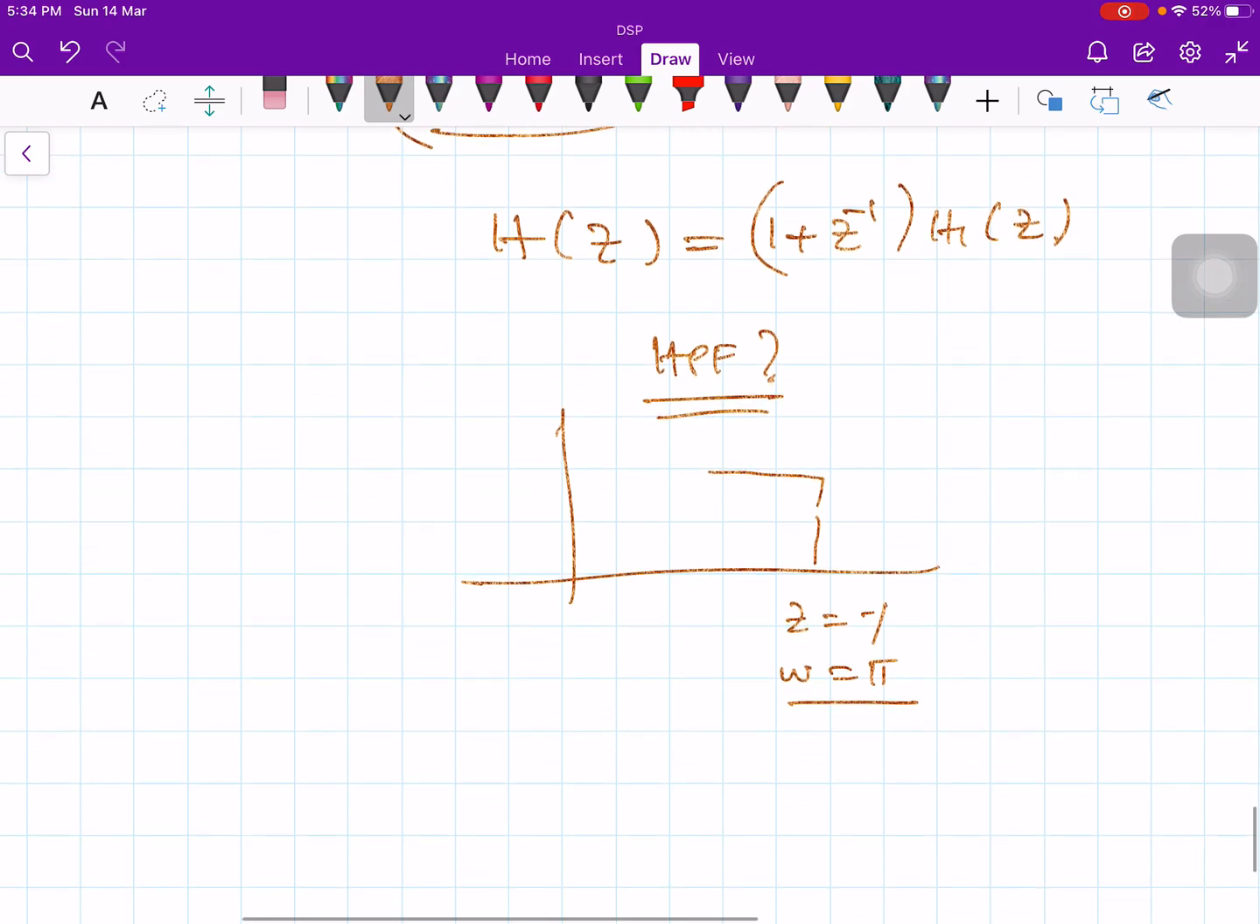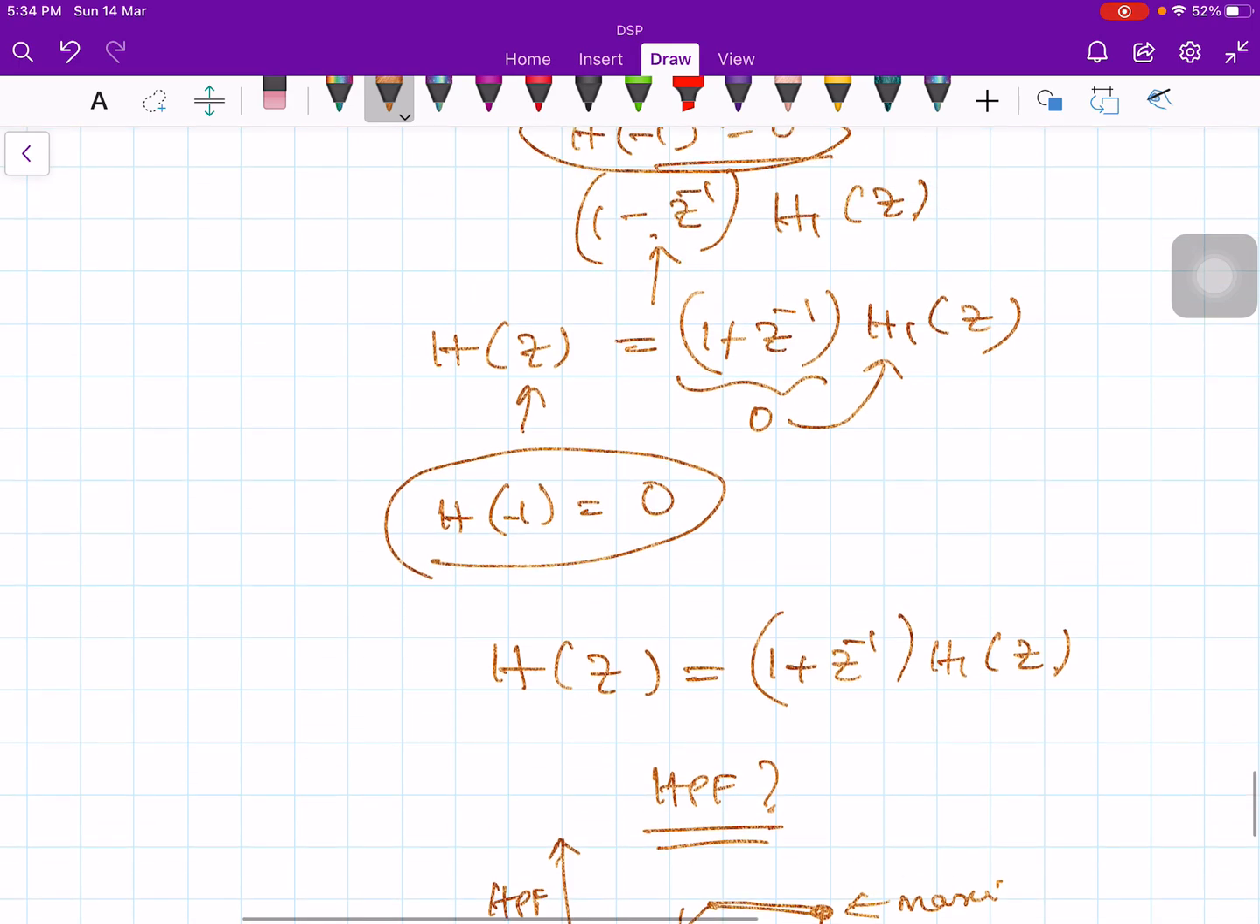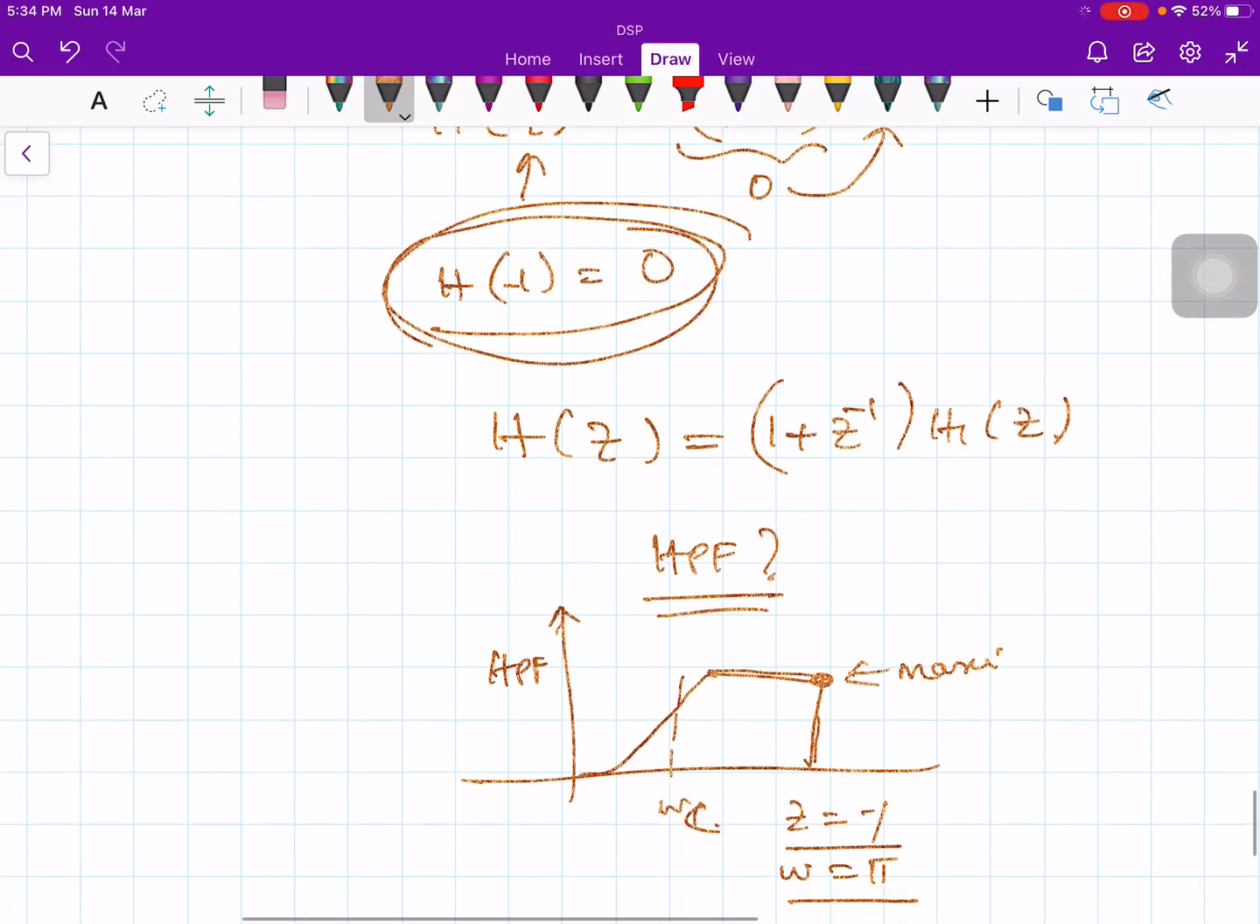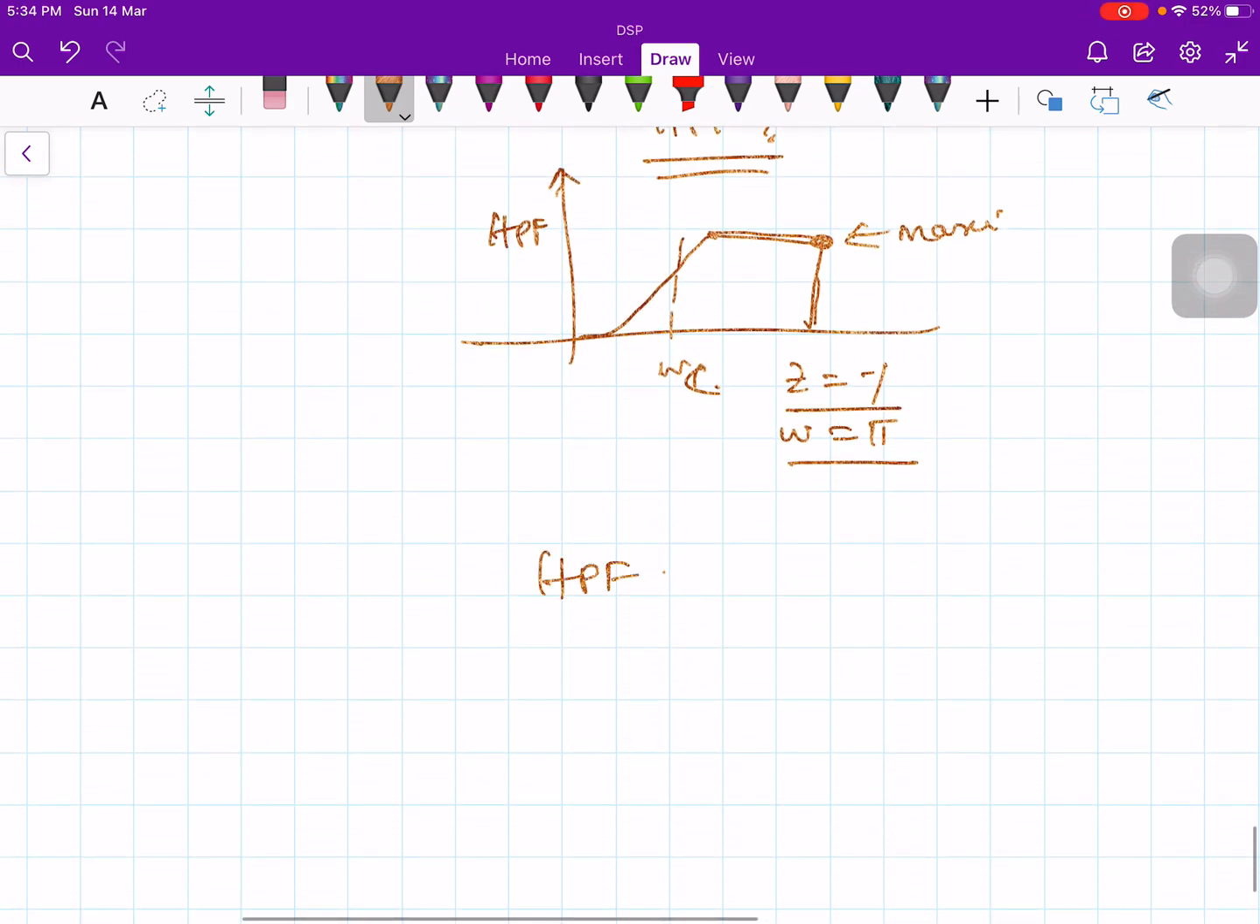Let's say this is my high pass filter like this, with some cutoff frequency omega c. At z equal to minus 1, I need the maximum magnitude in the high pass filter. But in a type 2 filter, at z equal to minus 1, the function becomes 0. Therefore, I cannot realize a high pass filter using a type 2 FIR filter.